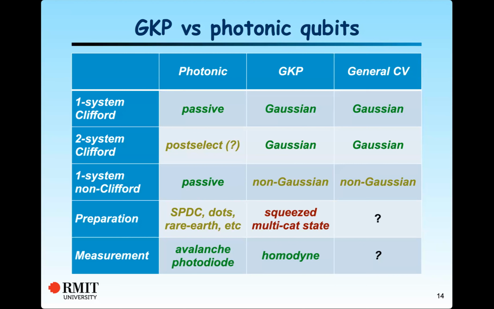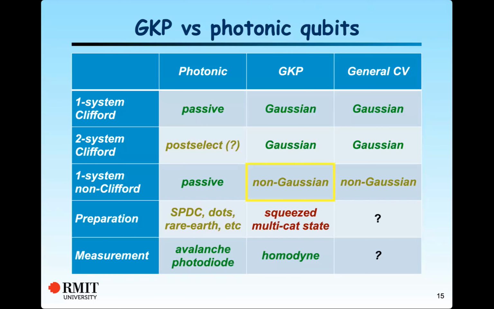GKP, all Clifford gates are Gaussian. The non-Clifford gate is, or was, non-Gaussian. We'll get to that in a sec. The preparation is terrible. Squeezed multicat states in optics are terrible. In circuit QED, it can be done. In optics, it's bad because we don't have strong nonlinearity. But there are proposals for doing it. And measurement is homodyne. The nice thing about this is that the analog of the Clifford group for general CV operations is the Gaussian group. And so this matches up quite nicely.